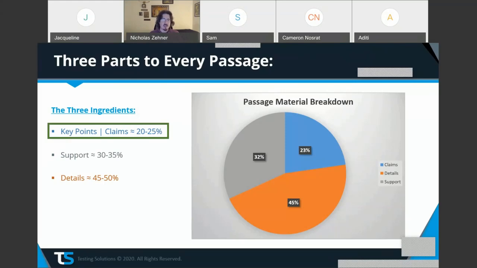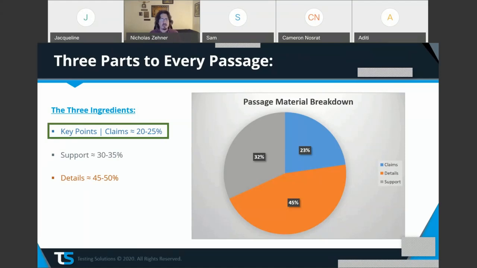The second ingredient is going to be the backing, the reason to believe the key points. They're the support, as I call them. And support can be examples. They can be just further explanation. They can be analogies. They can be quotes. There's a wide range of what support can be, but at base, support just backs up the claims. It gives you the reason to believe the claims, the key points. So we'll go into more detail on support as well.